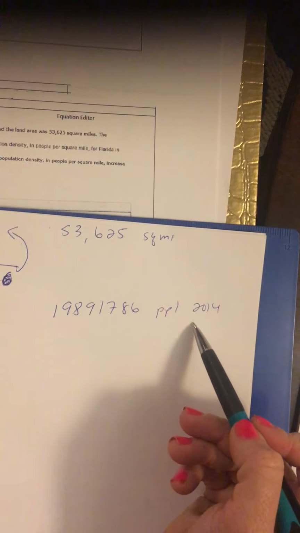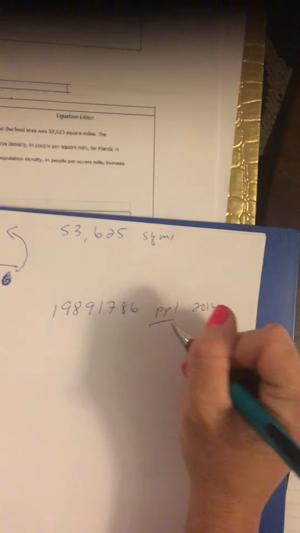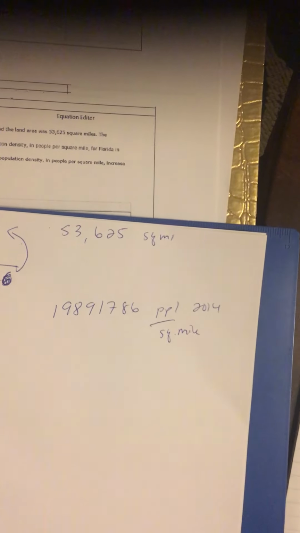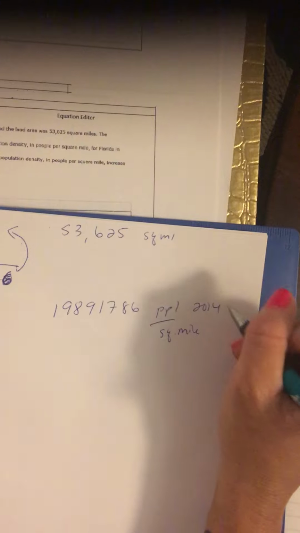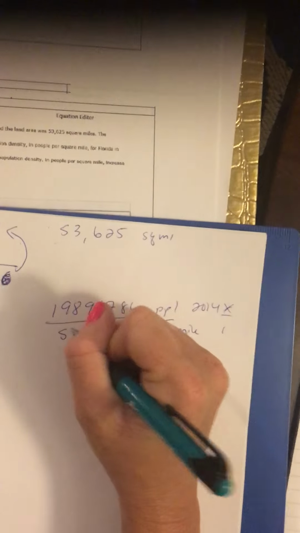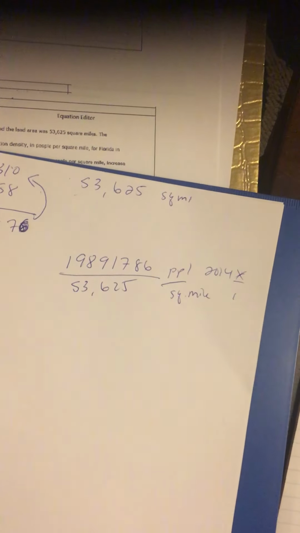All right, moving on. Now that we know how many people populated Florida in 2014, we need to figure out how many people per 1 square mile. So it's going to be x over 1. When 1 is in the bottom like that, we're just going to take this number and divide it by 53,625. When you do that, we're going to get 371.